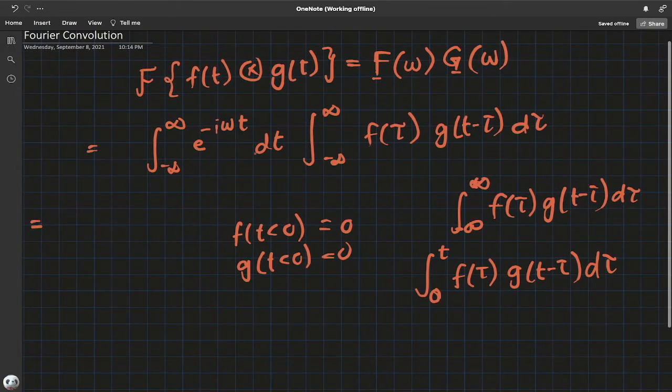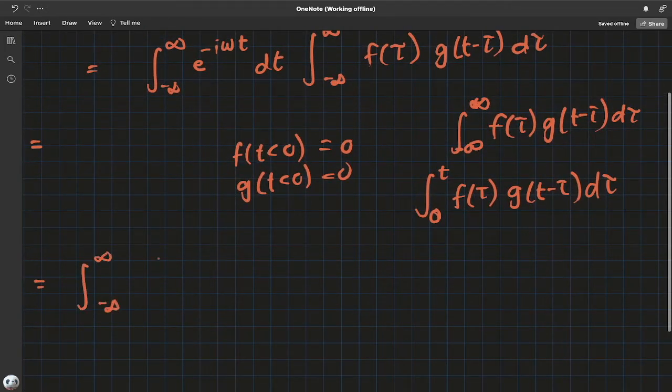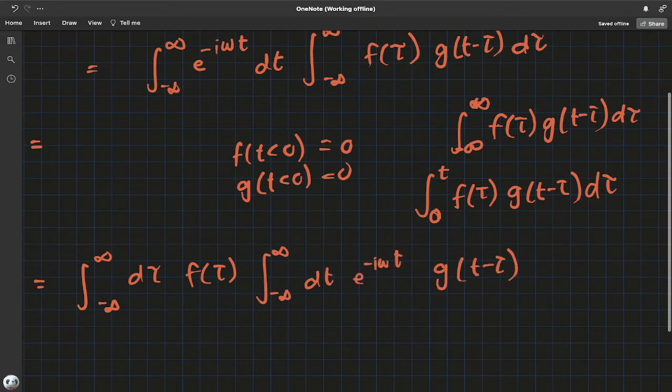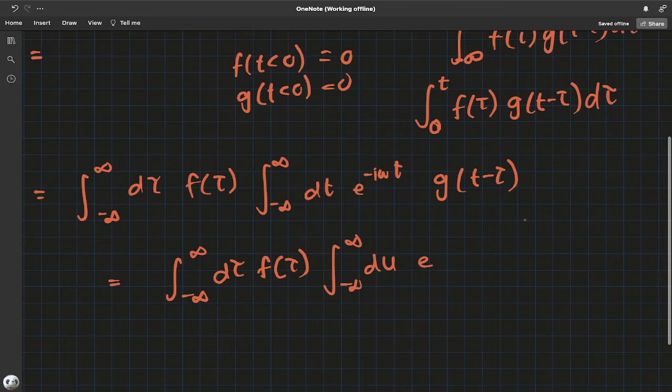That's useful because I can interchange these integrals. So now I just have, say, d tau f of tau from negative infinity to positive infinity, dt e to the negative i omega t g of t minus tau. You can do a variable substitution, a variable change, and you're going to get, say, du, where u is t minus tau, e to the negative i omega u plus tau, g of u.